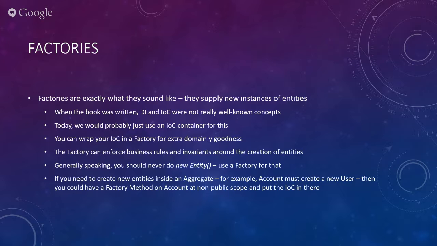If you need to create new entities inside an aggregate, so for example, an account needs to create a new user because a new user is signed up to the account, then you could have a factory method rather than having to use a factory class on the account at some form of non-public scope, and then stick your IOC in there, and you can call down to that and get back a new user object.